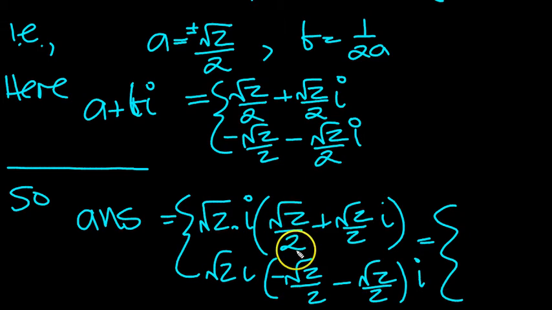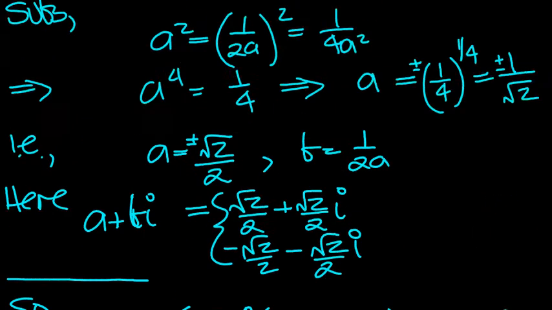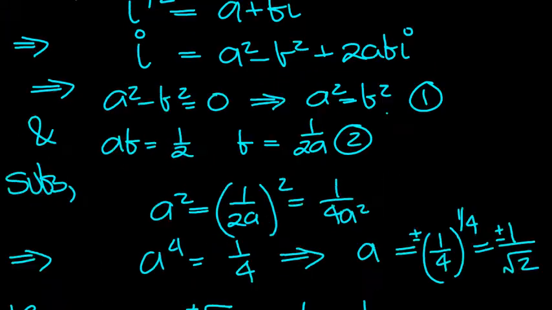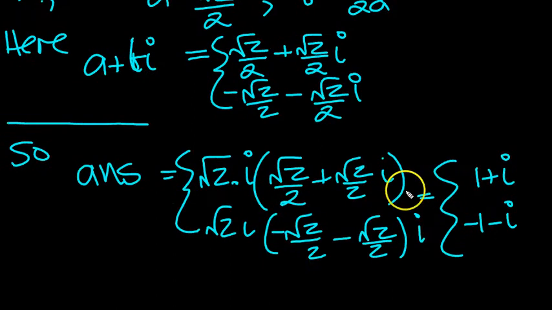What are we going to get? 2 over 2 is 1, we get i, and we get 1 plus i here, and this looks like it's going to be minus 1 minus i. So if we square these, let's square this one for example, we get 1 minus 1 is 0, plus 2i. And we want 2i cubed. So what have we got here then? Oh, we've got an i squared, sorry.